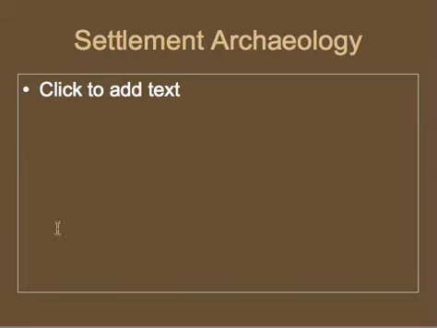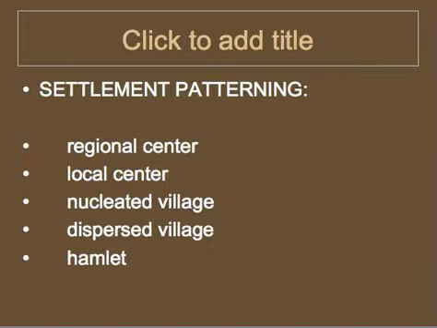Okay, so settlement archaeology. When you're surveying, again, you're not just trying to find sites. That's only one part of it. You're also trying to get a regional picture of the civilization. You're trying to figure out what was going on in the entire region. You're also trying to determine where people were not living, so you get a complete view of what was going on. And so we're going to look a little bit at that.